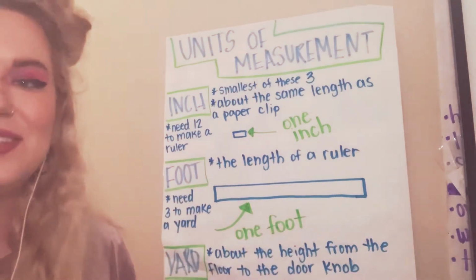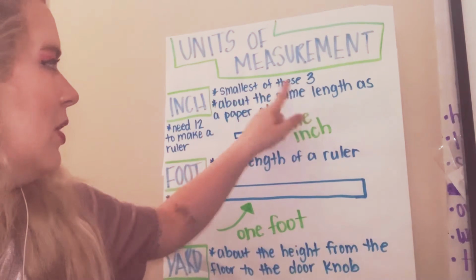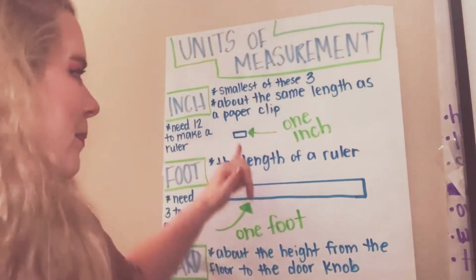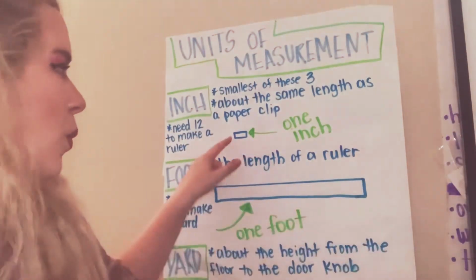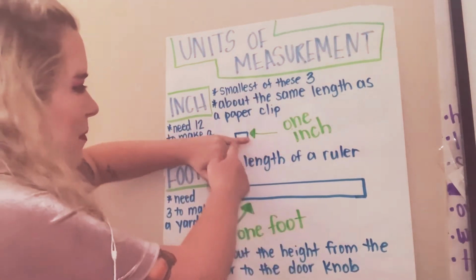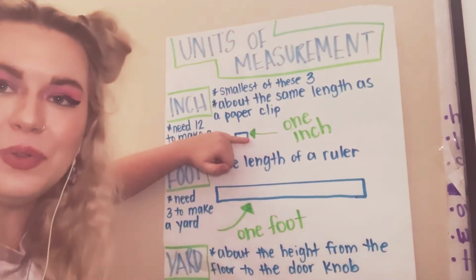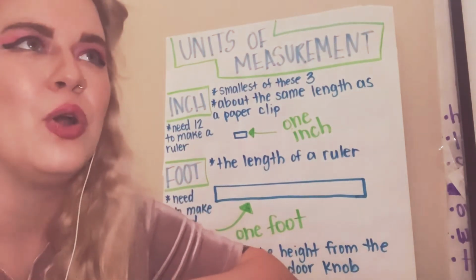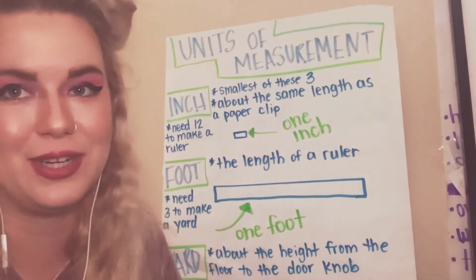Okay, so let's look at these units of measurement. The smallest of the 3 is the inch. An inch is about the same length as a small paper clip. Here is 1 inch. I used my measurement tape to make 1 inch here. That's probably about half my pinky size, from the tip of my pinky to the middle knuckle right there. That's about 1 inch. If you have a ruler at home, see if you can hold up your ruler to see how much of your finger is an inch, okay? And that will help you use it as a benchmark if your ruler isn't around.